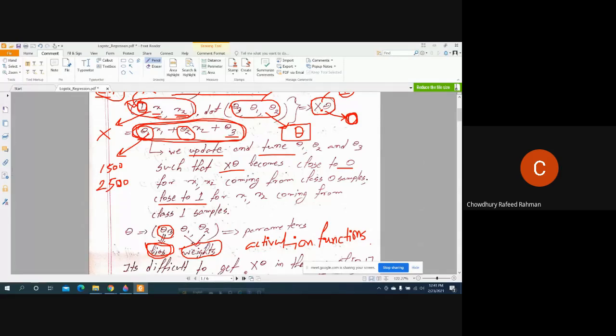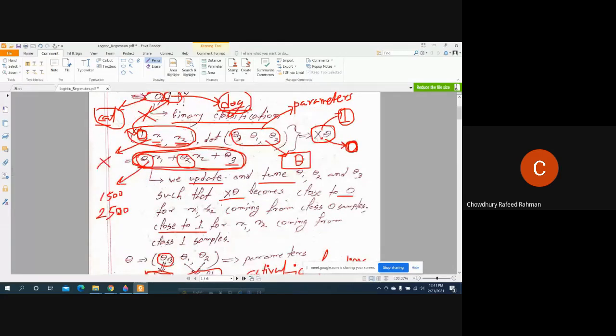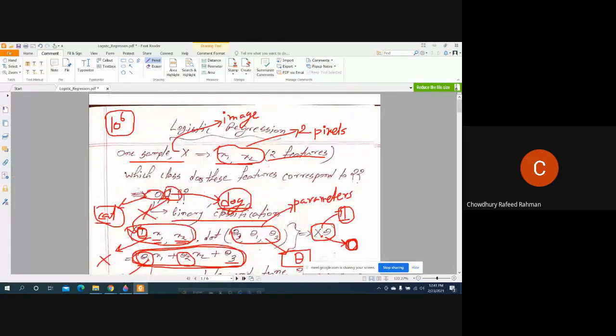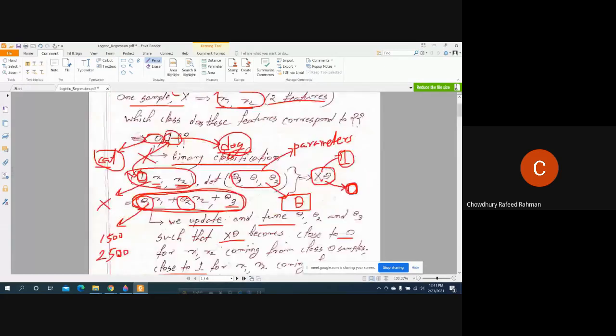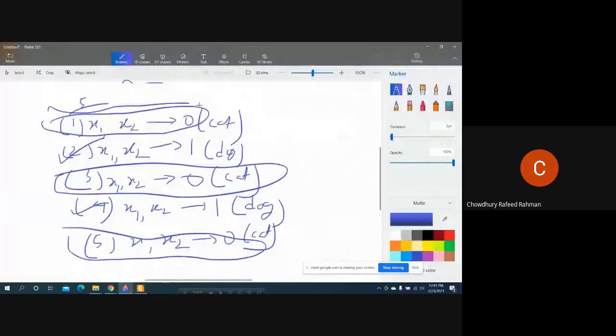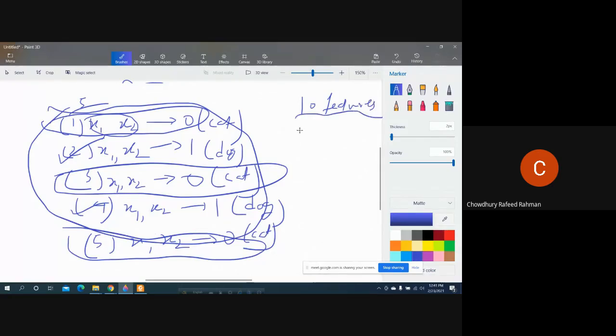Okay. Now, the next thing. Here I shall ask you a question to test whether you have understood everything. Suppose in these 5 samples, I don't have 2 features. I have 10 features. Then tell me, how many weights would there be? Sir, 10 weights and 1 bias. 10 weights.